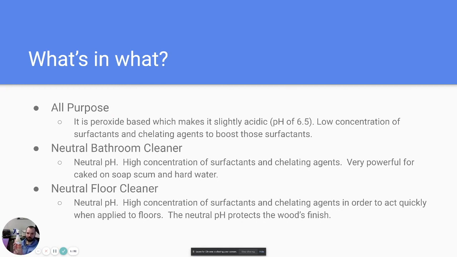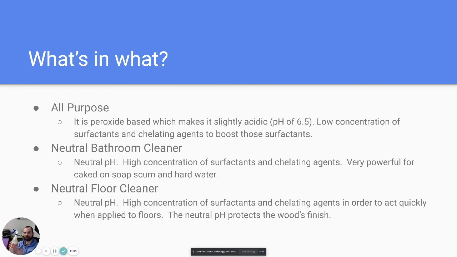Next up, our neutral floor cleaner, just like our neutral bathroom cleaner, just has a different concentration of surfactants and chelating agents. The agents in this act really quickly because, think about it, we're spraying it on the floor and quickly wiping it off. It doesn't have a lot of time to act. So it has a lot of surfactants in it. But again, it is neutral. It's going to be totally safe for wood floors, totally safe for natural stone or anything that we're cleaning with it. And it doesn't build up.